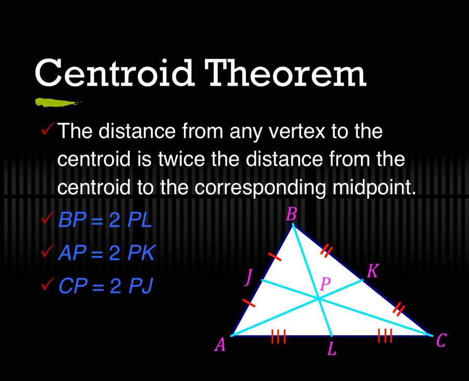Okay. Third property of a centroid. This is kind of weird. It doesn't have a very big application for us, but it's the balancing point of the triangle. If I cut this triangle out of the smartboard, I could balance it on my finger at P. Okay. Also known as the center of gravity.